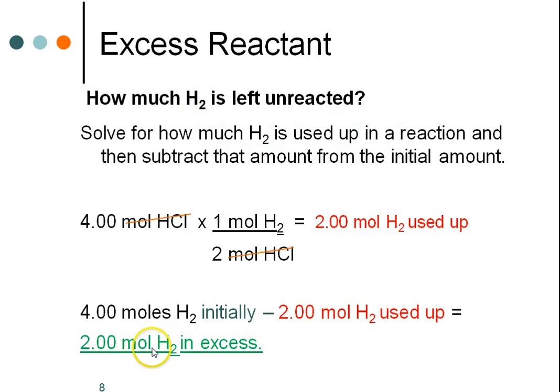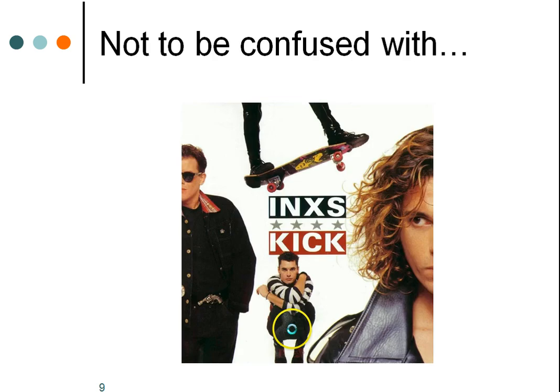But 2 moles of H2 in excess is how much you've got left over. I would strongly suggest that when you do this problem, you label these steps. How much do you have initially? How much did you just use up, which you just calculated from this step right here? And then how much do you have in excess?